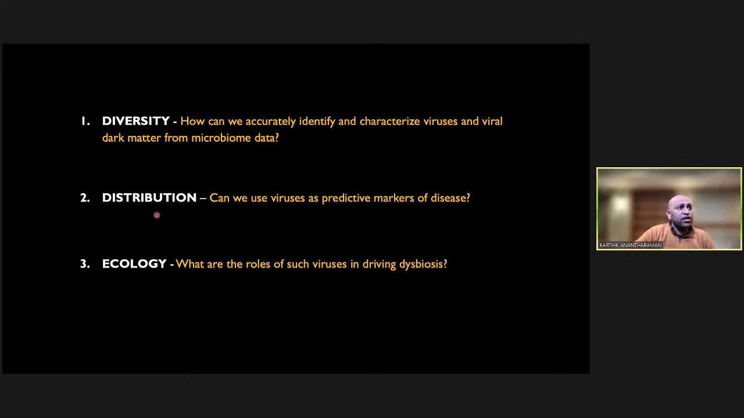We are also interested in the distribution of viruses, essentially trying to ask the question, can we use viruses as predictive markers of disease? And finally, we are interested in ecology. So we try and ask questions such as, what are the roles of viruses in driving dysbiosis? And dysbiosis is the idea that the gut microbiome is in a dysbiotic state, which means there's been some issue with the gut microbiome which might drive disease. So we try and ask questions along these lines.